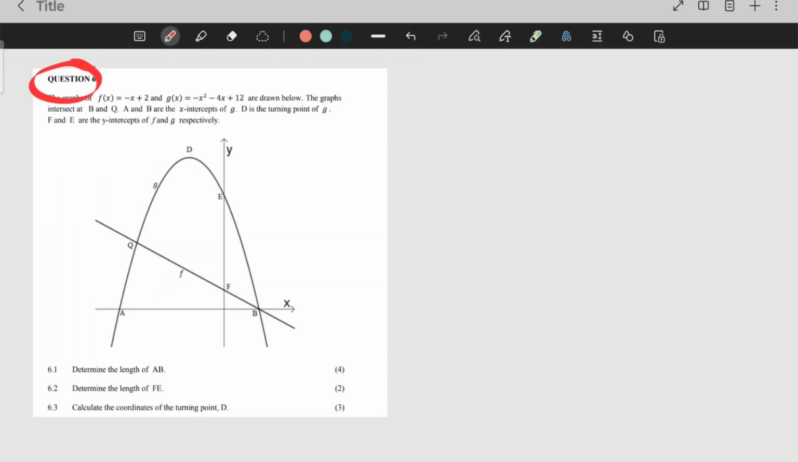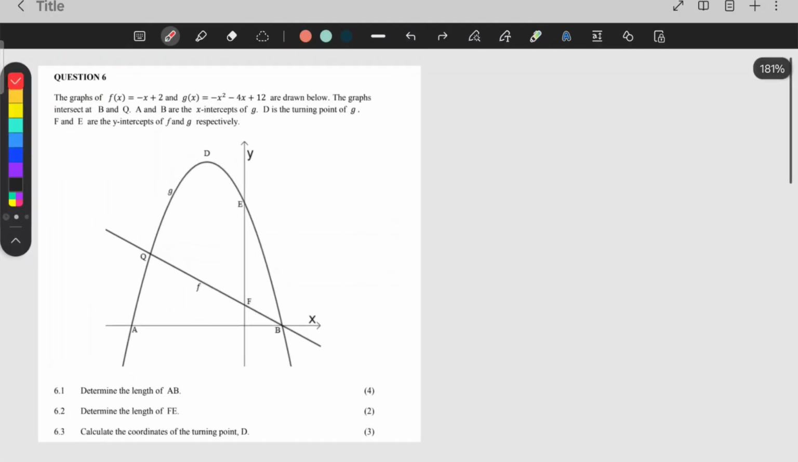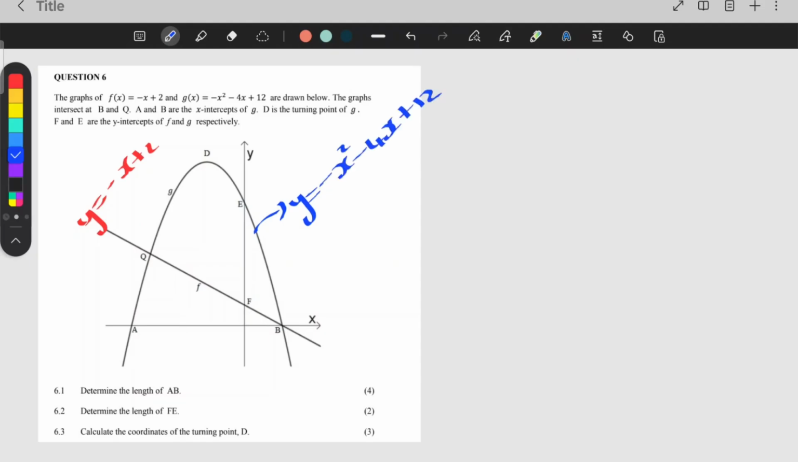Let's start with question 6. Question 6 says the graph of f(x) is equal to negative x plus 2. So negative x plus 2 is my straight line. So this line is y equals negative x plus 2. And then it says g(x) is negative x squared minus 4x plus 12. So that's the parabola. So this is y equals negative x squared minus 4x plus 12.